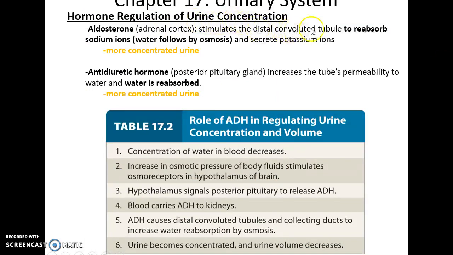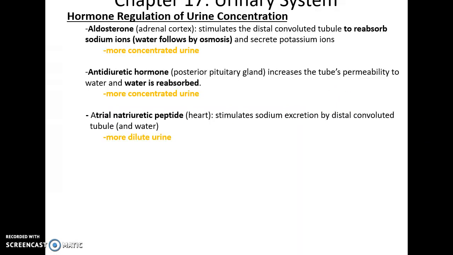Aldosterone stimulates the distal convoluted tubules to reabsorb sodium ions and secrete potassium ions. This leads to more concentrated urine, conserving water and sodium. Antidiuretic hormone also leads to more concentrated urine, trying to reabsorb and conserve water. And atrial natriuretic peptide leads to the release of water into our urine, to have more dilute urine, to lower blood pressure and blood volume.